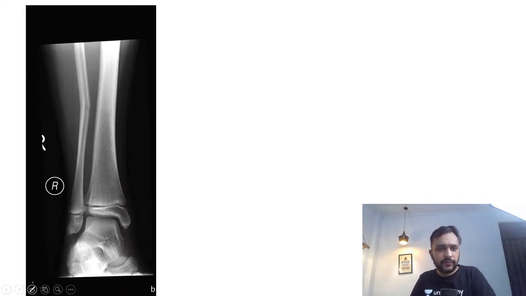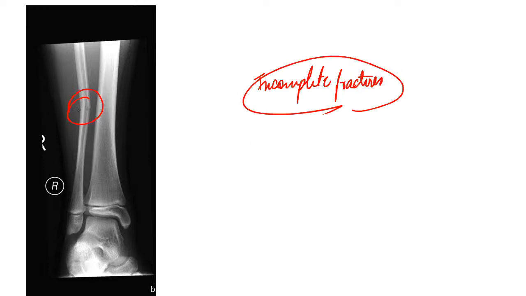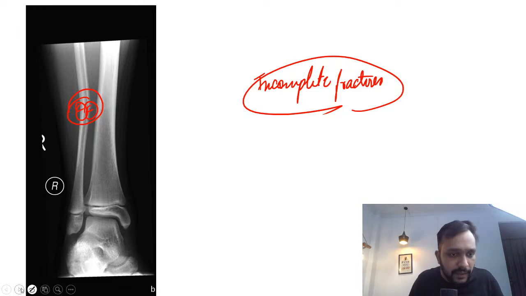So guys, coming to the first x-ray, what do you see in this fracture? Usually students know that there are only complete fractures. But there is another category that I want you guys to know, that is your incomplete fractures. Incomplete fractures are those that will not involve both the cortices, that is, they are not going to involve both your cortex. These are known as incomplete fractures.